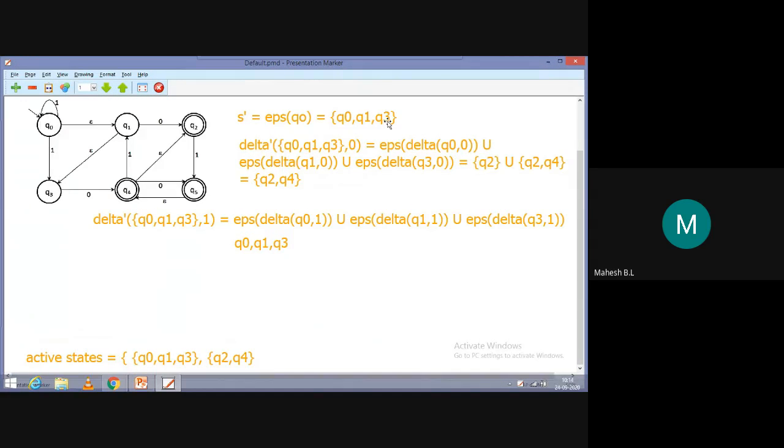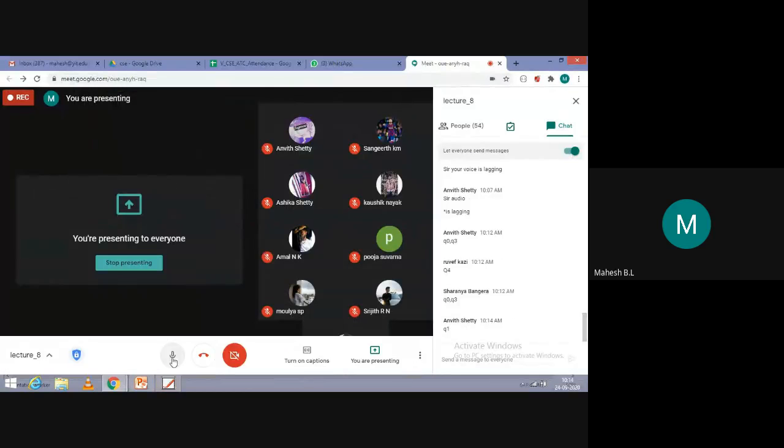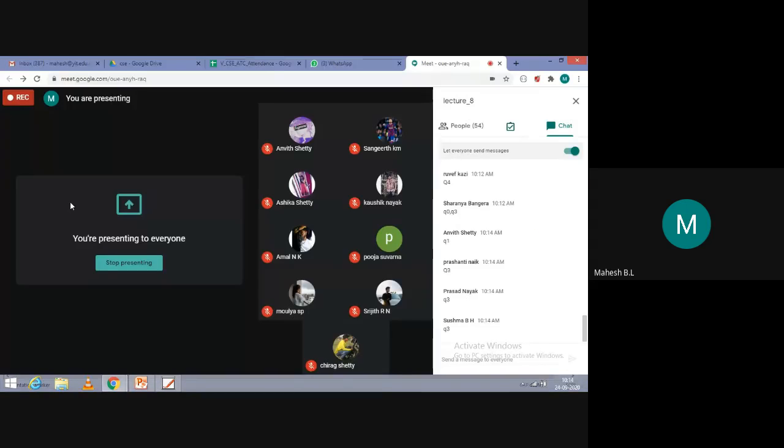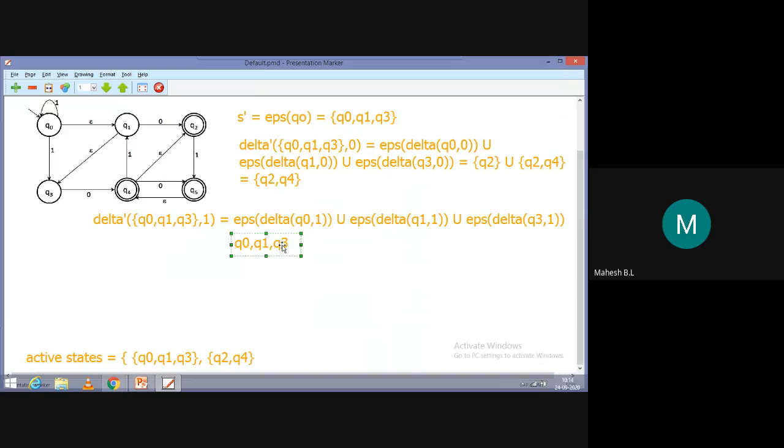Now, you know epsilon of q naught is q naught, q1, q3. Next, you need to compute epsilon of q3. So epsilon of q3 is nothing but q3 itself, because no other state can be reached from q3 using epsilon. Anyhow, q3 is already a part here, so you need not consider it once again.